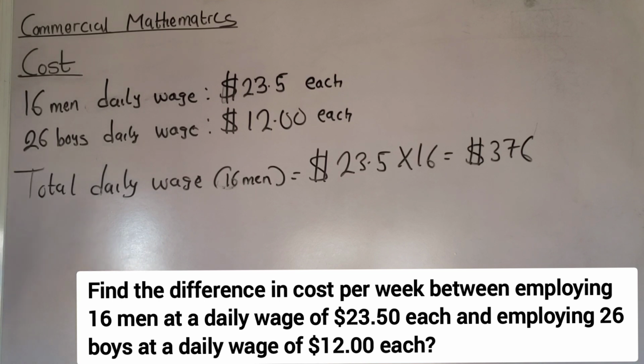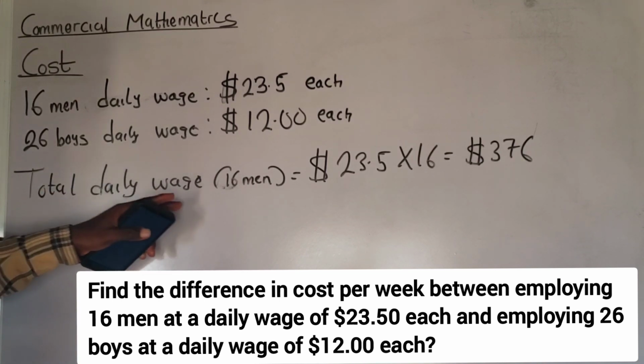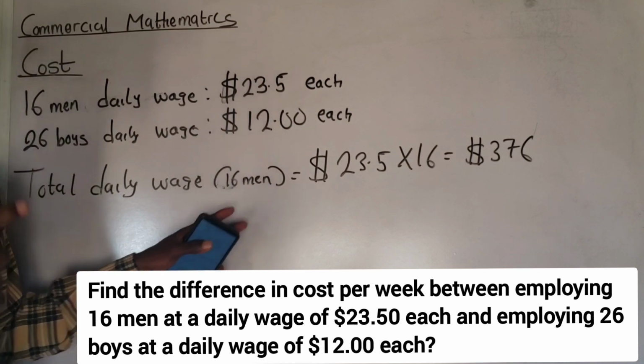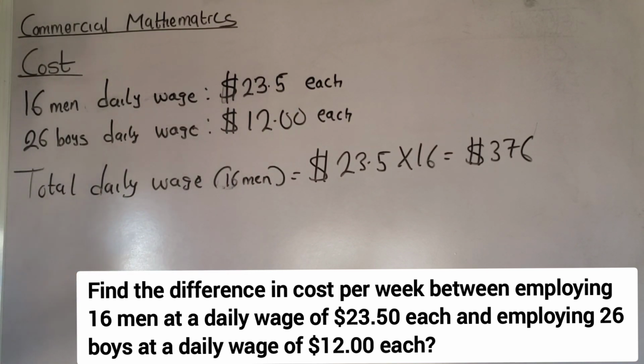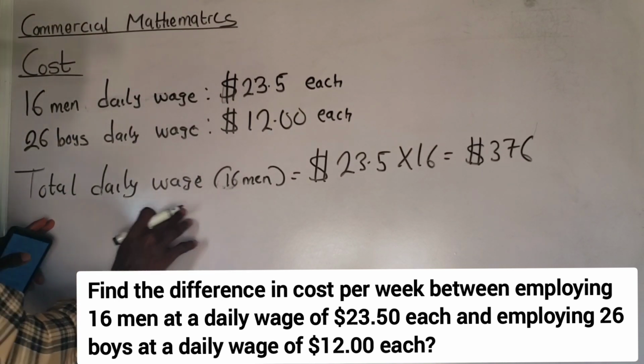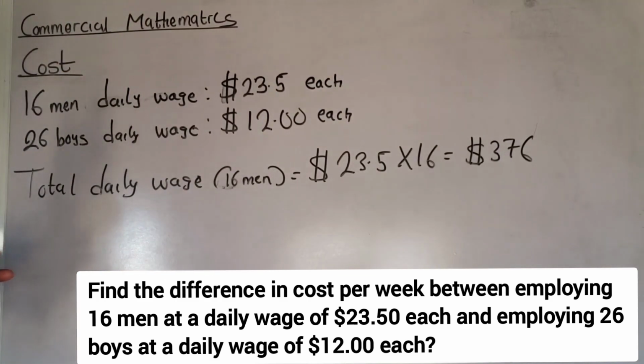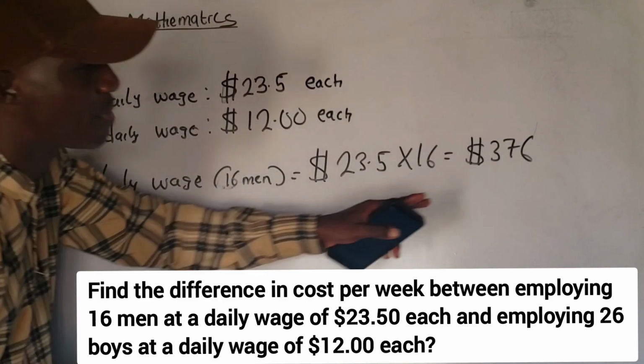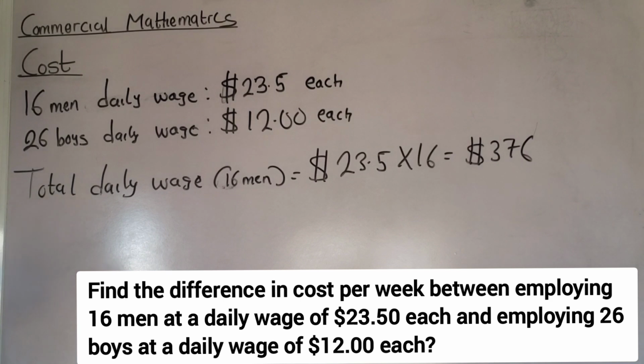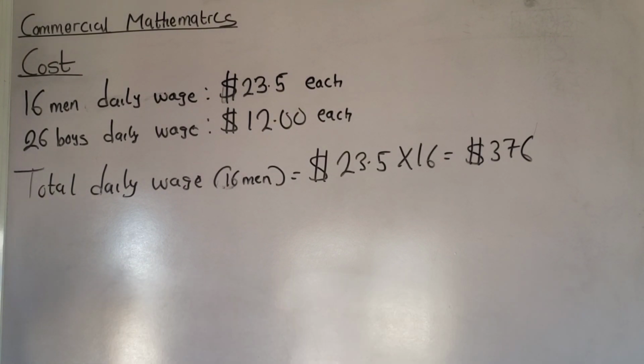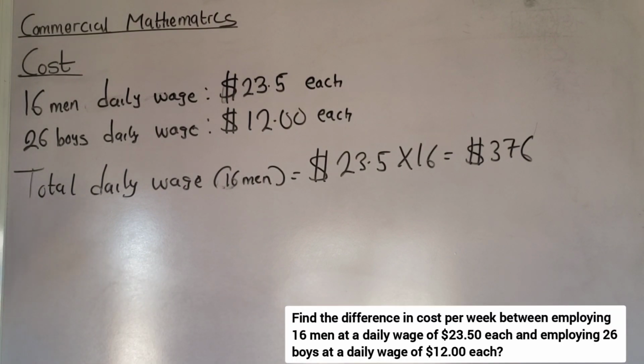Look at the question again. Find the difference in cost per week. Are you paying attention? This is the cost of 16 men for a day. Now, how many days do we have in a week? We have 7 days. Is that not it? So now I'm going to multiply this cost by 7 to get their total cost on a weekly basis. So if the daily wage is this, then in a week we are going to have 7 multiplied by $376.